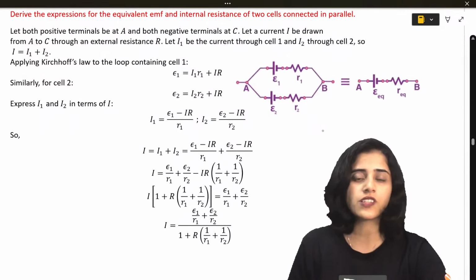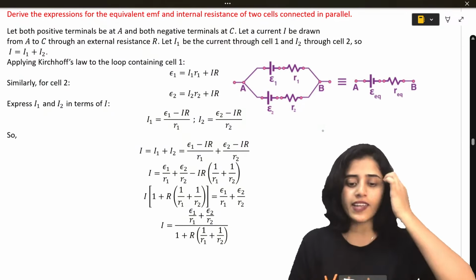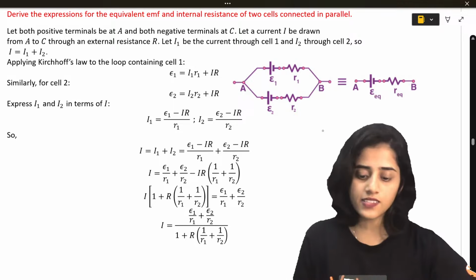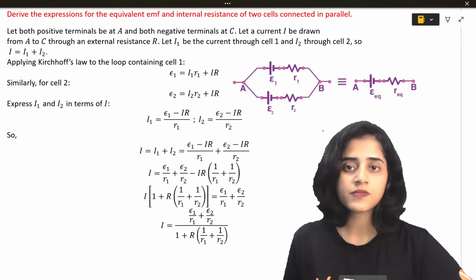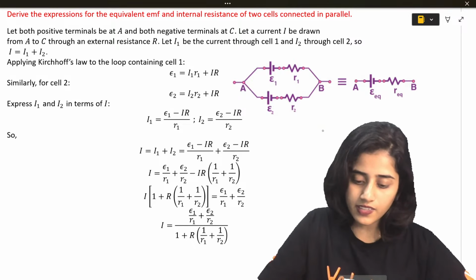Okay. Next question. Derive an expression for equivalent EMF and internal resistance of two cells connected in parallel.